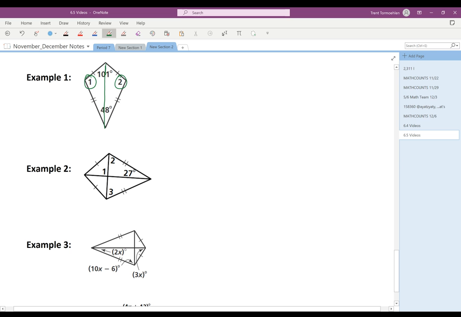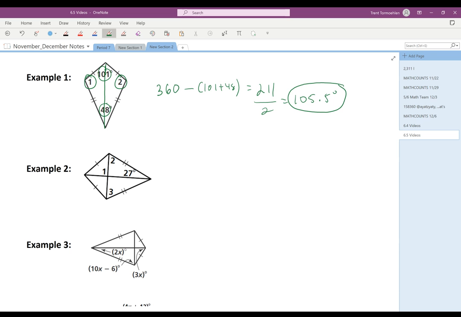Well, the quadrilateral, all the angles add up to 360 degrees. We've got a 101 degree and a 48 degree. So if we subtract those away, we end up with 211. And so angle 1 and angle 2 have to add up to 211 degrees. So when we divide that by 2, both of those are going to measure 105.5 degrees.